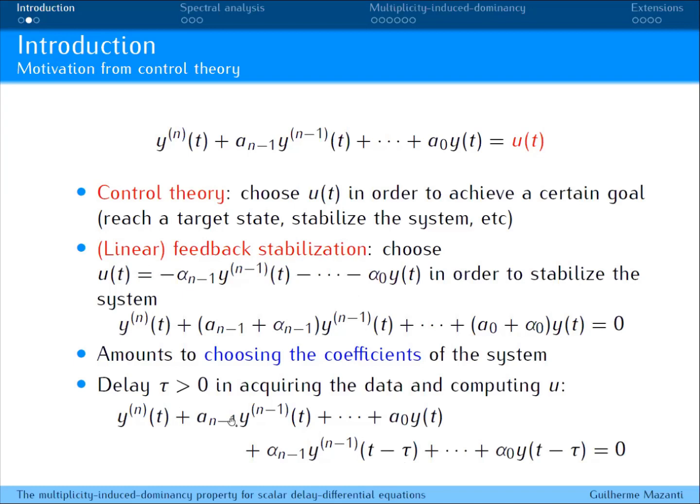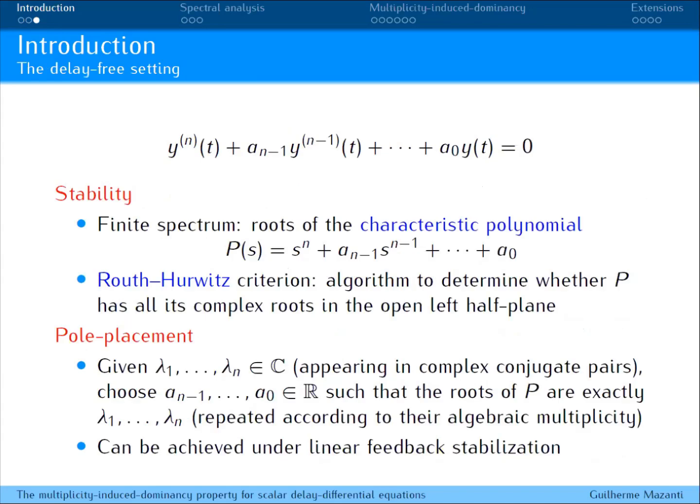And that's why it's interesting to study these equations when we have some choices of the coefficients here, which comes from this linear feedback stabilization problem that we have in control theory. Okay, so let me go back to the questions that I have asked concerning stability and stabilization. What happens if you have no delays? So what happens if I have just an equation like this?